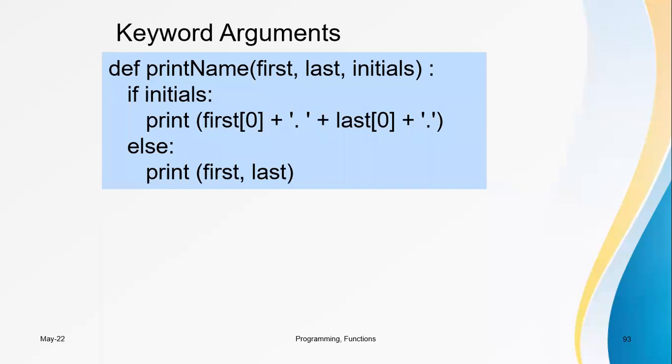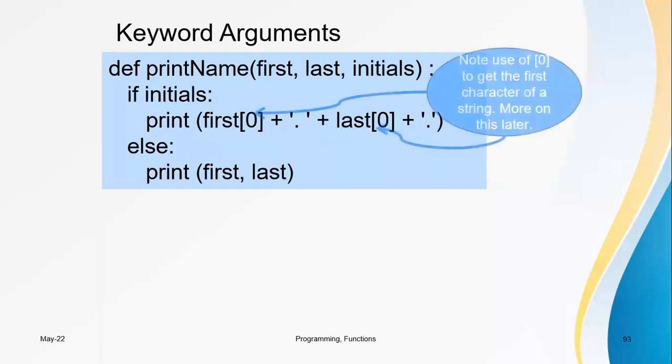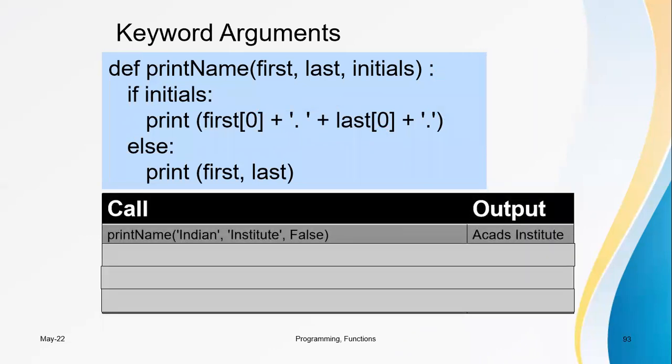Now I can give input in two ways. For example, you see, I will call the print name Indian Institute false. Actually, here there is a small mistake. One minute.